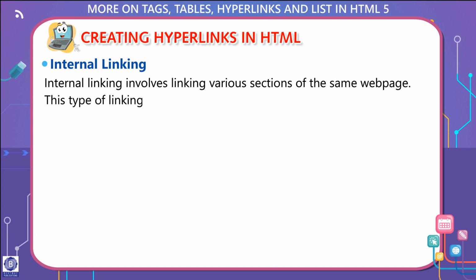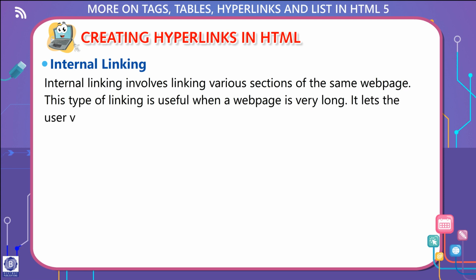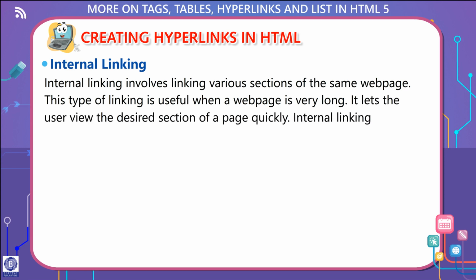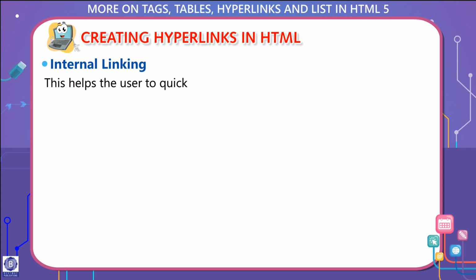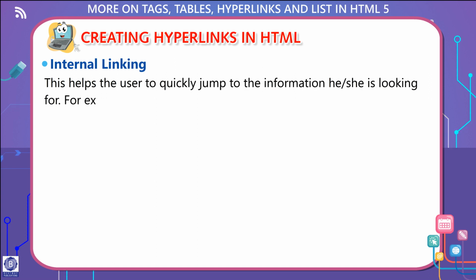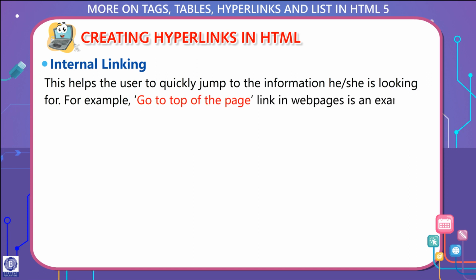This type of linking is useful when a web page is very long. It lets the user view the desired section of a page quickly. Internal linking serves as a bookmark to go to a particular segment of the web page. This helps the user to quickly jump to the information he or she is looking for. For example, the go to top of the page link in web pages is an example of internal linking.